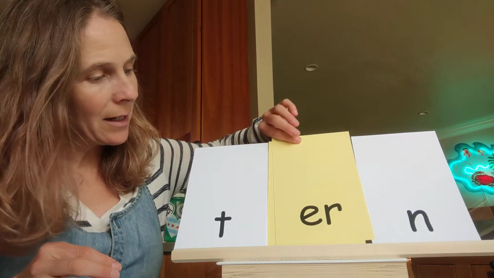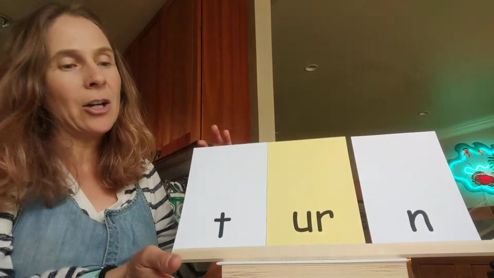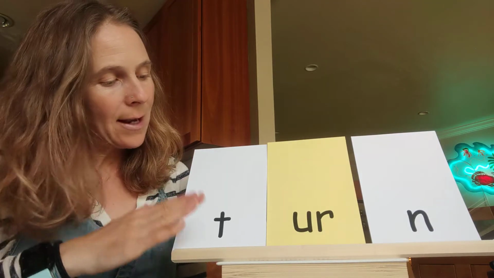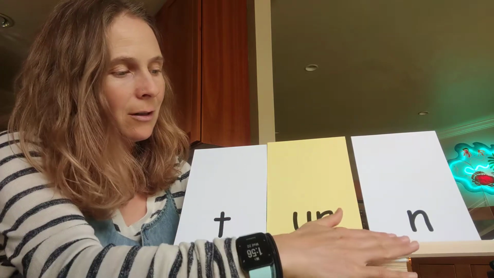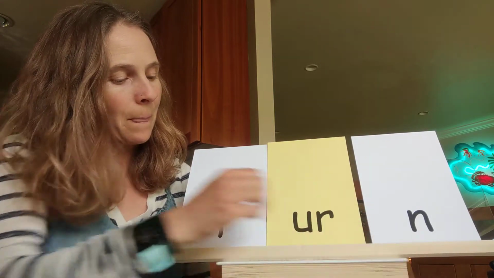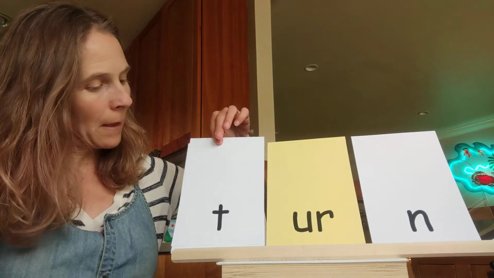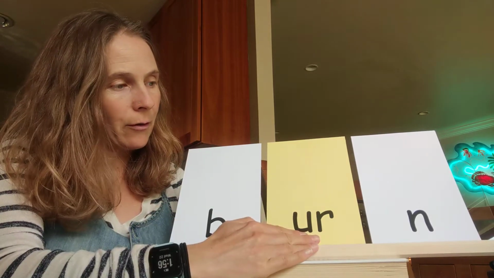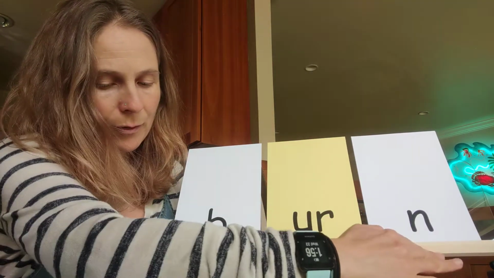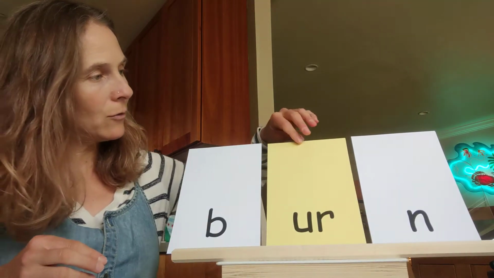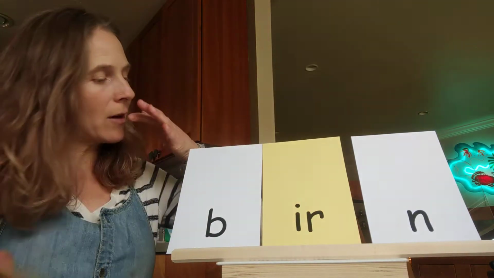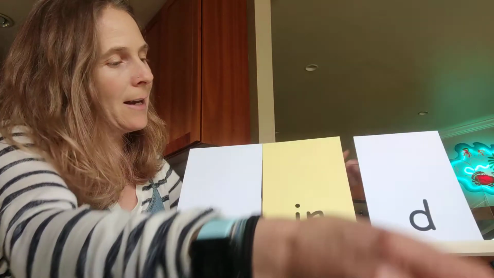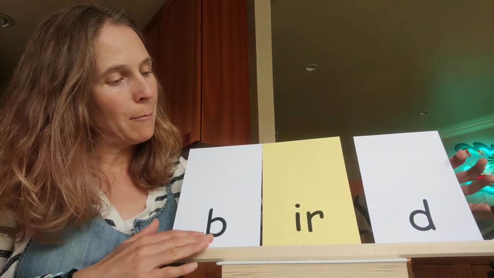But if I take away my ER and I spell it with a UR, now I have the word that means to turn around. Now I have turn. Let's try another one. Burn. And now let's try this. Now I've got my IR, and I'm going to get rid of my N at the end, and I have a D, and I have B.